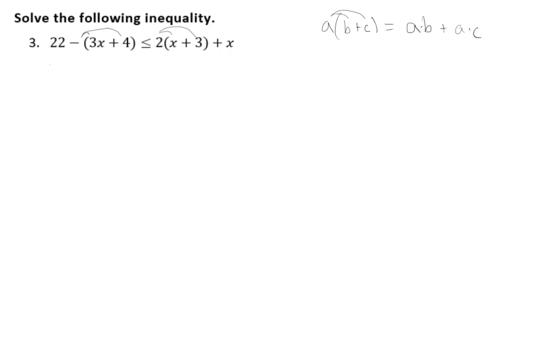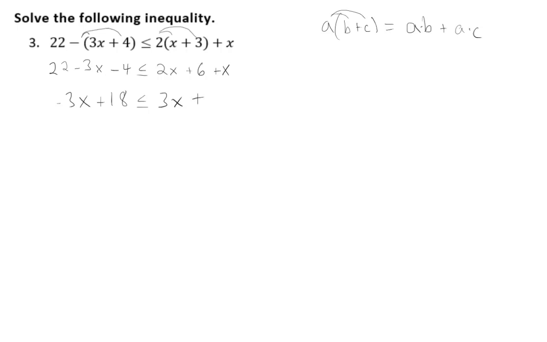Okay, so now I'm going to bring my 22 down, distribute that negative, that'll be negative 3x minus 4 when we distribute that to both those terms. Distribute that 2, so that's 2x plus 6. Nothing happens with this x, so we're just going to bring it down. I'm going to combine like terms, so I have a negative 3x. 22 minus 4 gives you 18. Bring down your sign. 2x plus x gives you 3x.